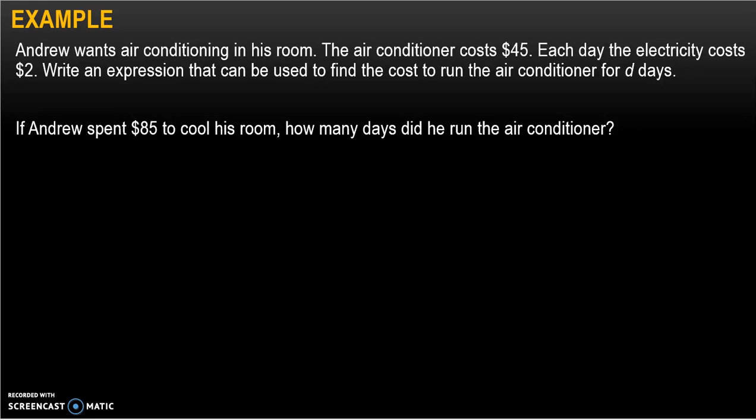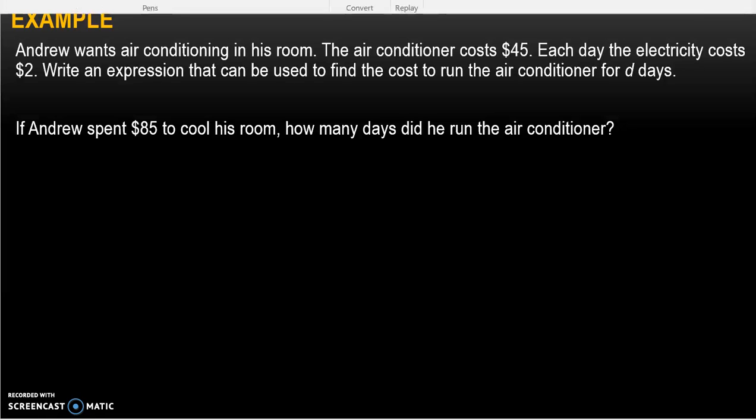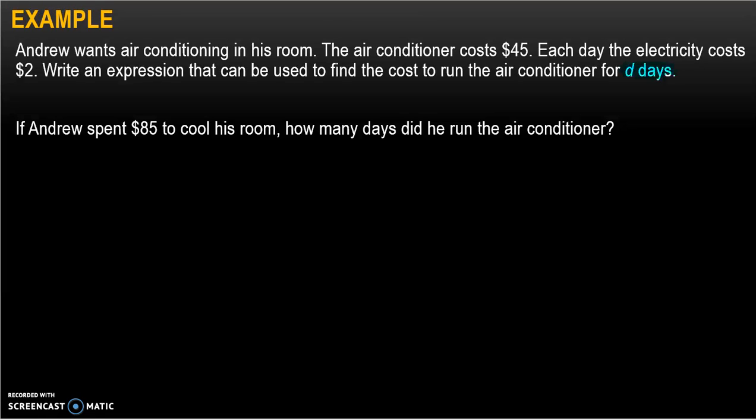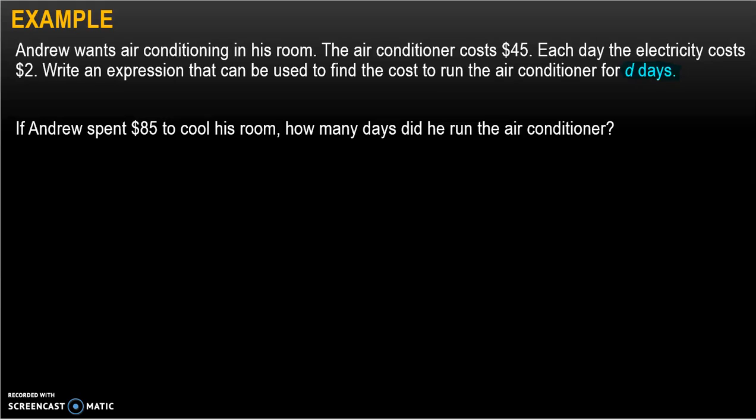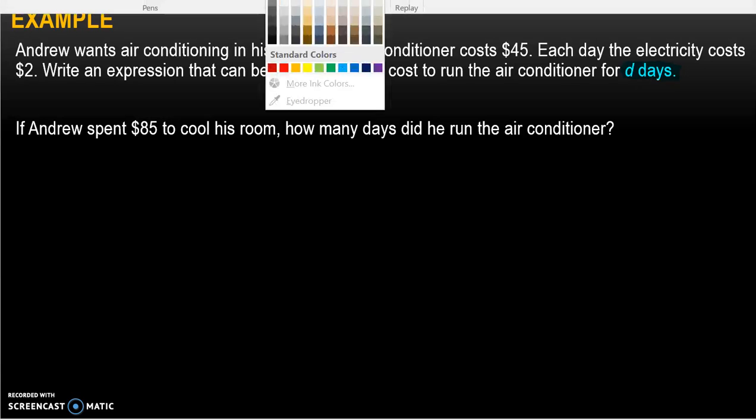All right, so the next one has, Andrew wants air conditioning in his room. The air conditioner costs $45. Each day, the electricity costs $2. So to write an expression, not an equation, an expression, that can be used to find the cost to run the air conditioner for D days. And again, identifying the variable that already has been identified for you. So just give me a second. Let me get my pen back here.